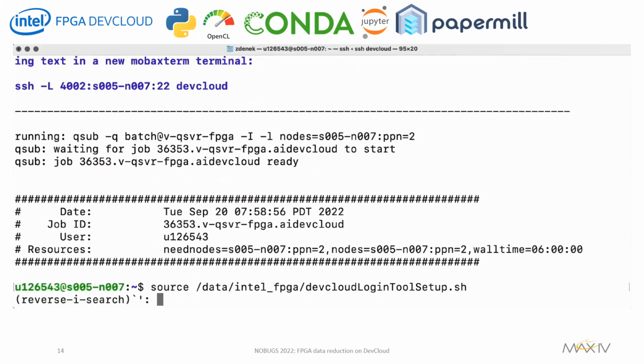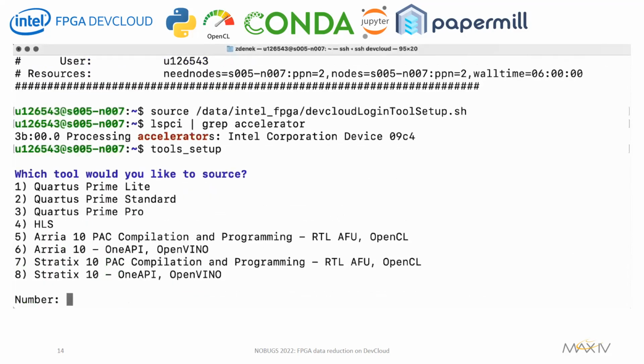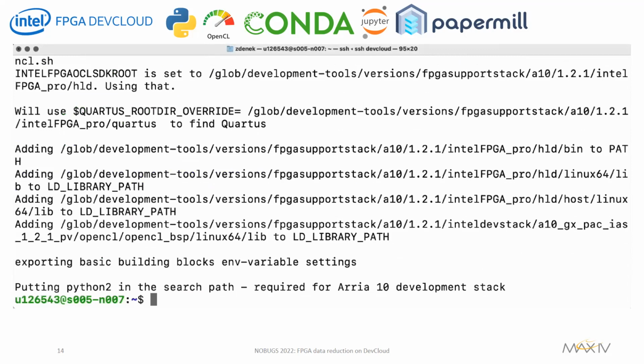I'm on a node. Yeah, I have to source the software again. We at Maxwell do it, for example, with module load. Yeah, they use source. There is an accelerator on that node. I still have to load some software environment, and now I'm ready to compile for emulation. I will first go to my project, and I will compile for emulation.